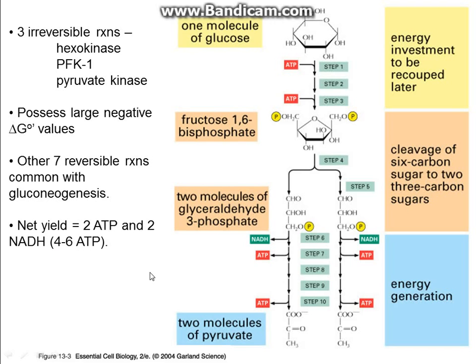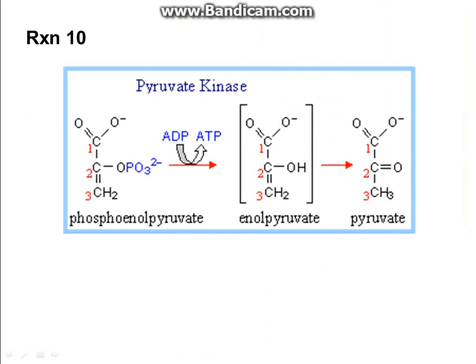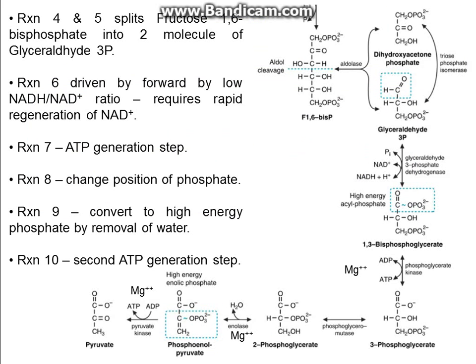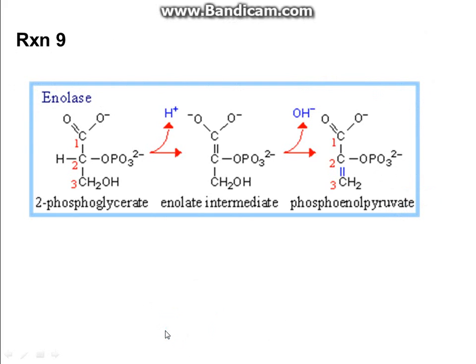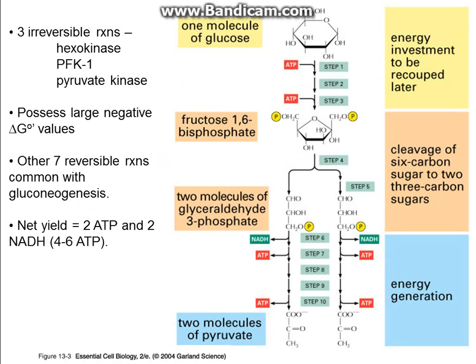So as you can see, one molecule of glucose, step 1, your hexokinase, that's irreversible. Step 3 is irreversible, the conversion of your fructose 6-phosphate to your 1,6-bisphosphate. And pyruvate kinase, which is in here, reaction 10, is also irreversible. However, these can go backwards for gluconeogenesis using other enzymes and longer pathways.